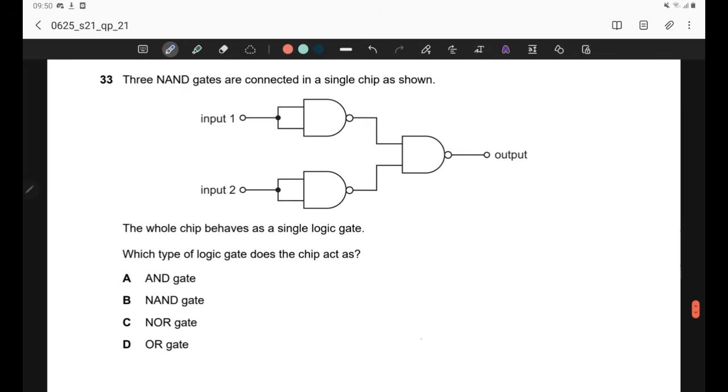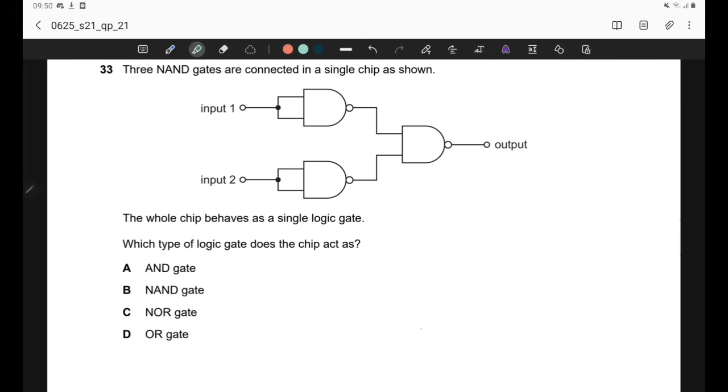Let's go to question 33. 3 NAND gates are connected in a single chip as shown. The whole chip behaves as a single logic gate. Which type of logic gate does the chip act as? So we have a chip in which 3 NAND gates are connected as shown in this figure. When we give different inputs, what will be the output of this particular logic gate combination?